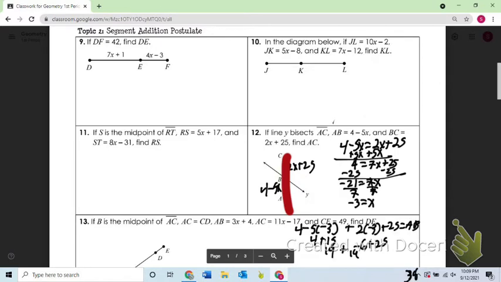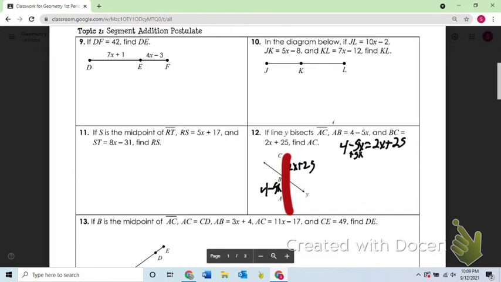So we have 4 minus 5x equals 2x plus 25. We're going to add 5x to both sides. That's going to give us 4 equals 7x plus 25. Subtract 25 from both sides: negative 21 equals 7x. Divide by 7. We get x equals negative 3, which is fine.